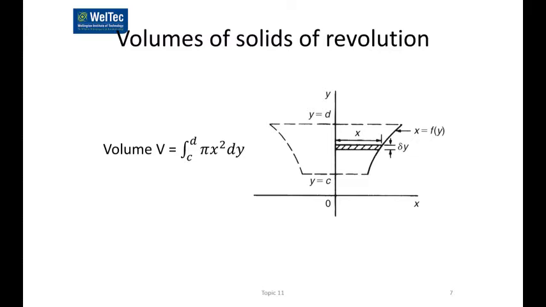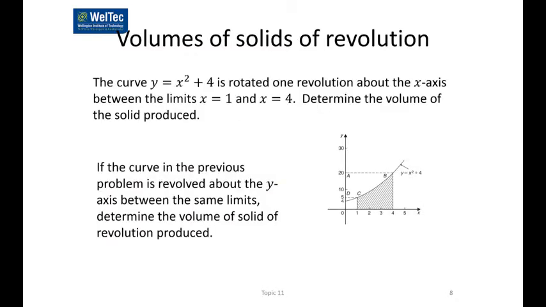As I've already mentioned, if you're going to rotate the line around the y-axis, then it's the same kind of formula. You've just swapped the x's for the y's. Neither of these are very difficult. For the first part, v is equal to the integral, I'll take out pi, between 1 and 4 of x squared plus 4 squared. And the only thing there to remember is that you need to actually multiply out the x squared plus 4.